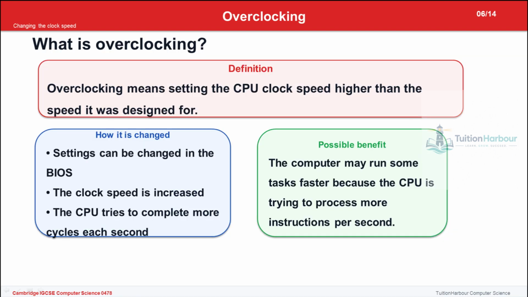Overclocking. Overclocking means setting the CPU clock speed higher than the speed recommended by the manufacturer. This can be changed through BIOS settings. It may make some tasks run faster because the CPU attempts more cycles each second.